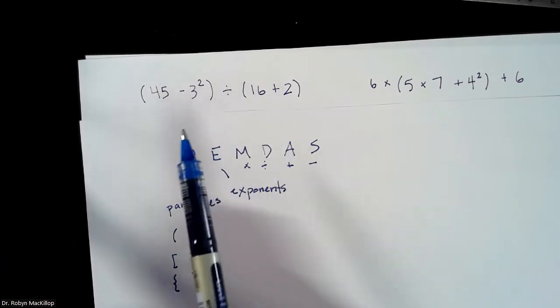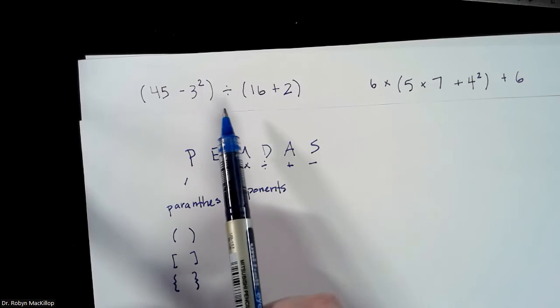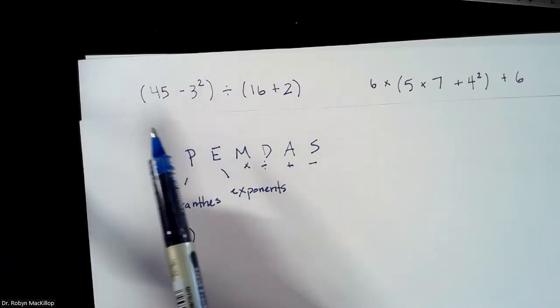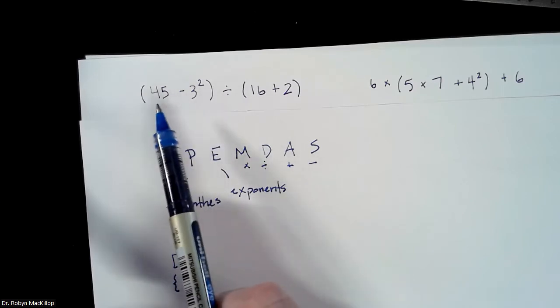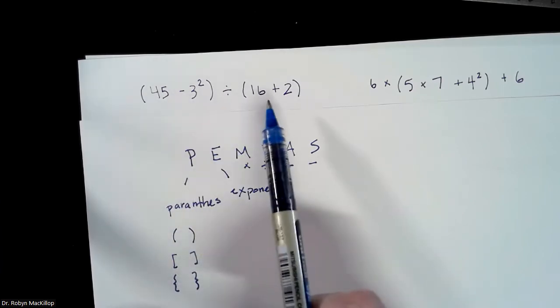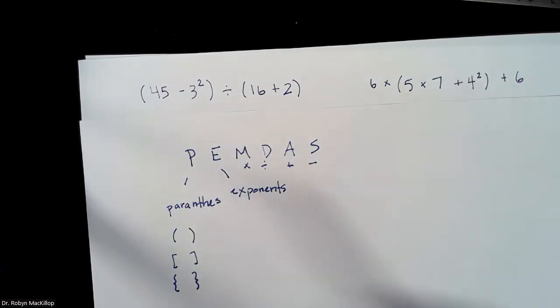Looking at this problem, we've got three things to do before we even get to this division problem here. We are going to solve the exponent, then we're going to deal with everything, then we'll come back to the division sign. All right, let's take a look.